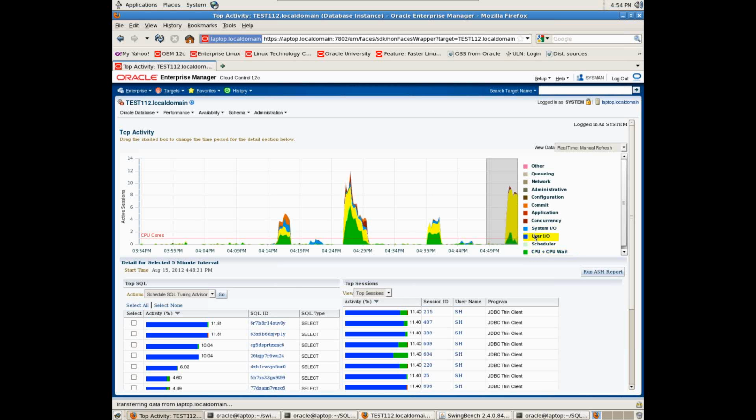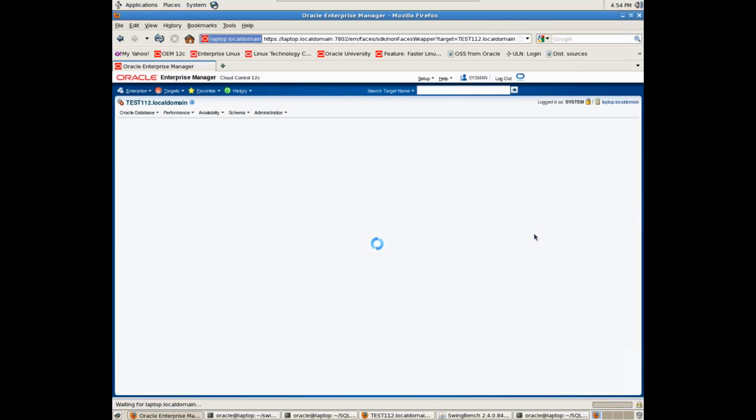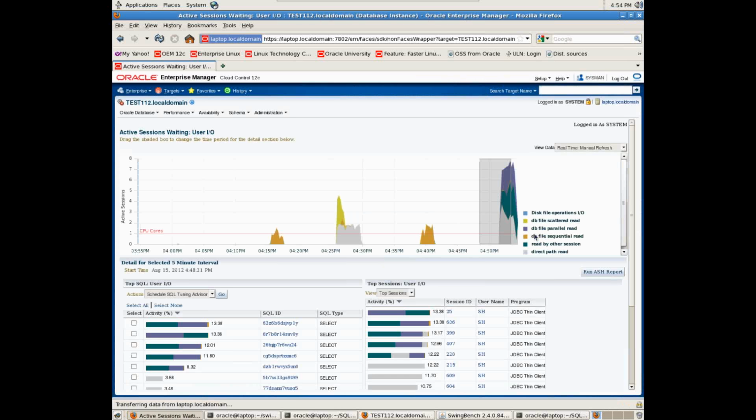So if I go and look at this user I/O wait class, I'm sorry, I know we're getting near the end, but I'm nearly done. If we go and look at this user I/O wait class, it's because this thing is doing direct path reads, read by other session, db file sequential read, db file parallel read, db file scattered read. And the difference here is that it's because in 11g, for serial processes, right?